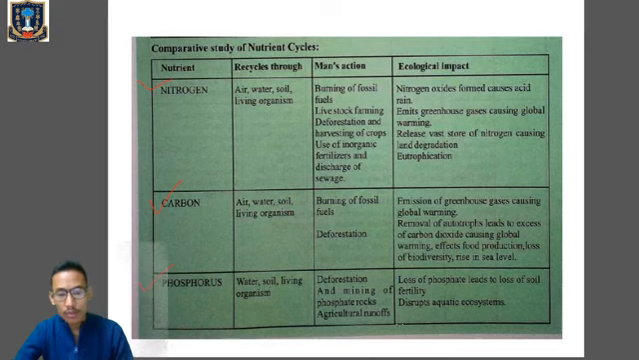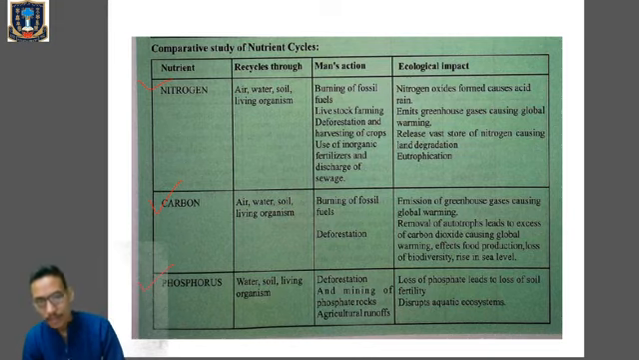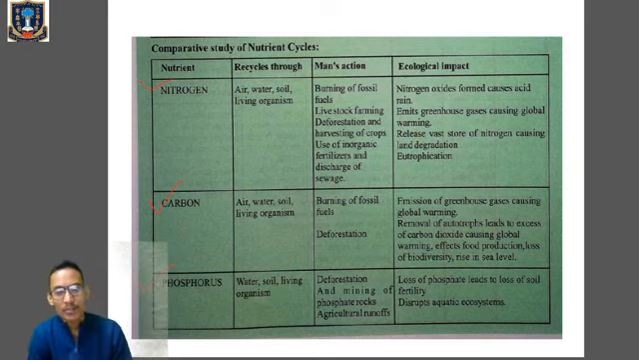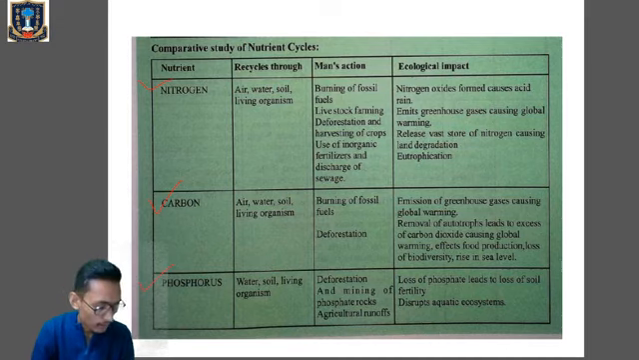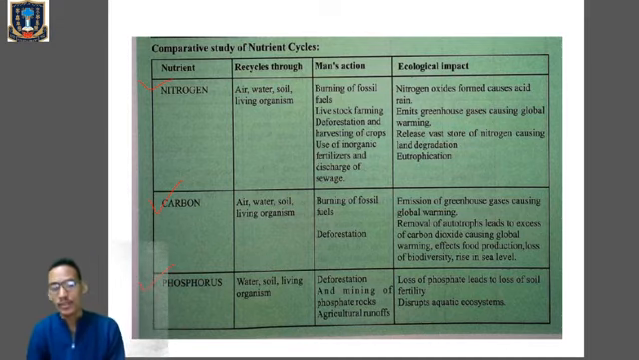Third one is phosphorus. It recycles through water, soil, and living organisms. Man's action on the phosphorus cycle: deforestation, mining of phosphate rocks, and agricultural runoffs. Impact on ecosystems, loss of phosphate leads to loss of soil fertility and disrupts the aquatic ecosystems. So here we have finished the nutrient cycles, where you have learned about the nitrogen cycle, carbon cycle, and phosphorus cycle, and lastly we have learned about the hydrological cycle.